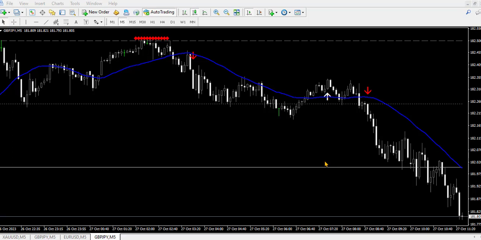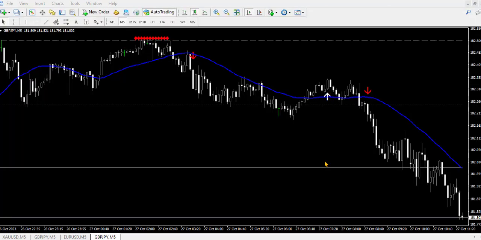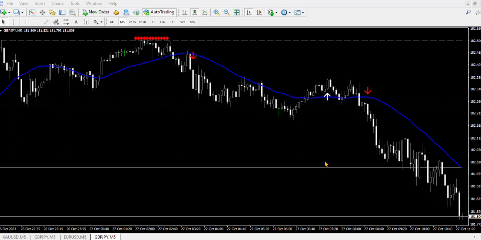Before you take any trade, make sure you always check Forex Factory to see if there is news for any pairs you want to trade. It is advisable that you stay away from any pairs that have news for that particular time, either 30 minutes before and 30 minutes after, if you do not want to trade the news, so that it will not affect your technical analysis.